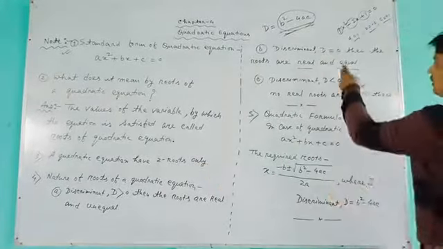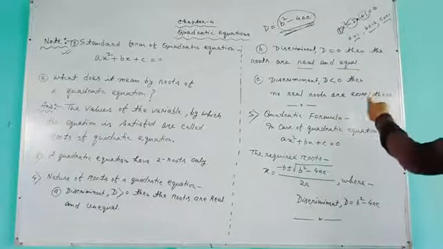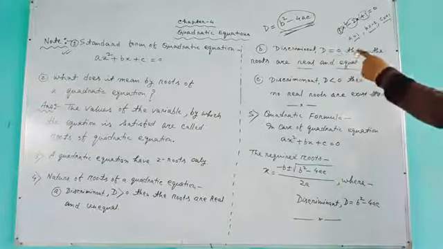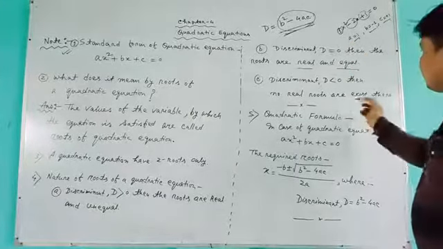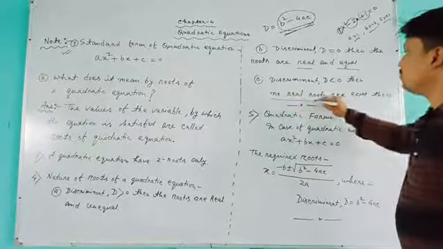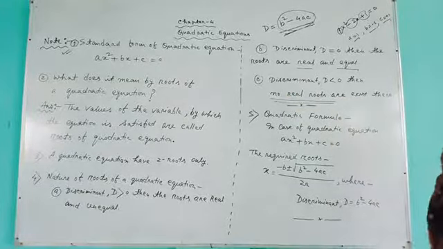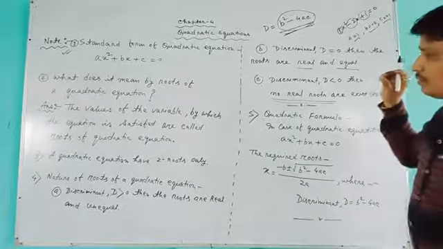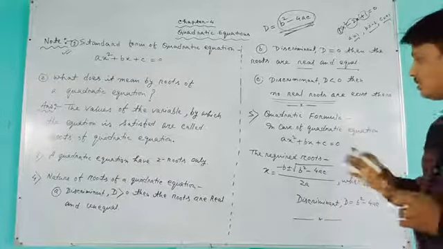If you get equal to 0, then the roots are real and equal. If you get less than 0, that means this value is a negative number, so it is less than 0. If less than 0, then no real roots exist, which means imaginary roots exist. So in general mathematics we only have to see the nature of the roots for real numbers.